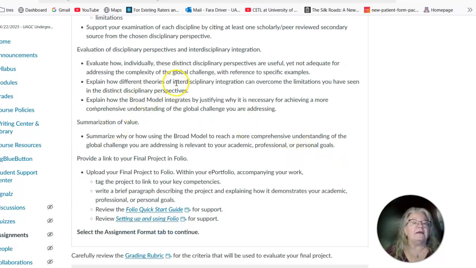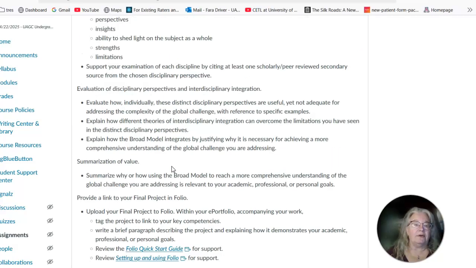Then you're going to evaluate individually the distinct disciplinary perspectives that are useful, yet not adequate to addressing the entirety of the problem, which is why you're using 3 disciplines. Explain how different theories of interdisciplinary integration can overcome the limitations you've seen in the distinct disciplinary perspectives, and then explain how the broad model integrates by justifying why it's necessary for achieving a more comprehensive understanding of the global challenge you are addressing.